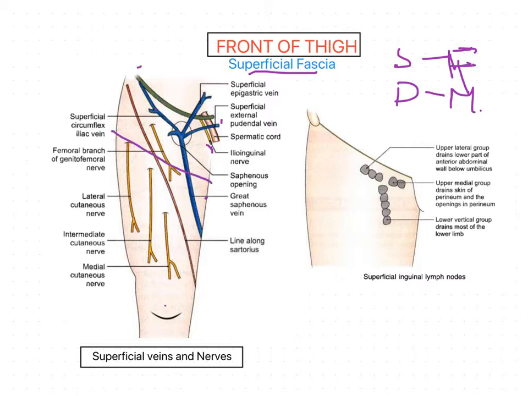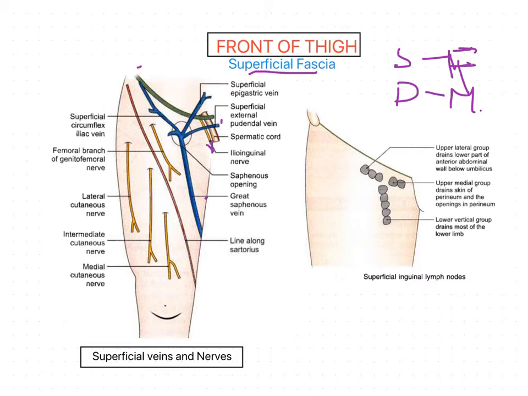Near the groin, the cutaneous nerves, vessels and lymph nodes lie between the two layers. In between these two layers we can find the lymph nodes separately, and the cutaneous vessels and cutaneous nerves. And the membranous layer is loosely attached to the deep fascia of the thigh.